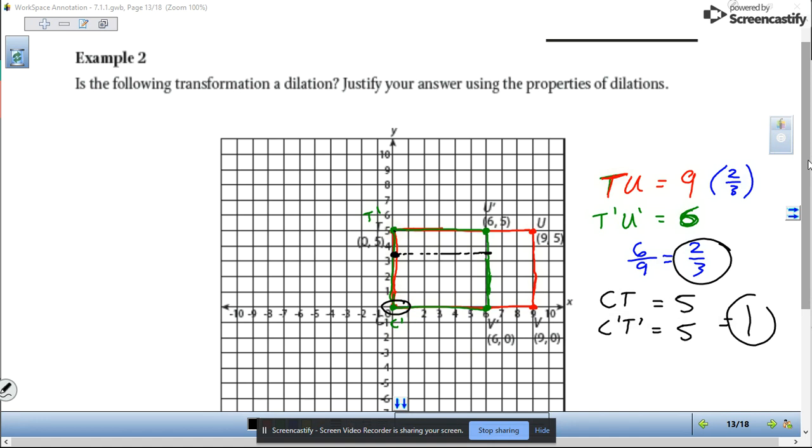Okay. All right, and then we've got one more example, example 3. This one's a short one. The next one hopefully will be pretty short as well.